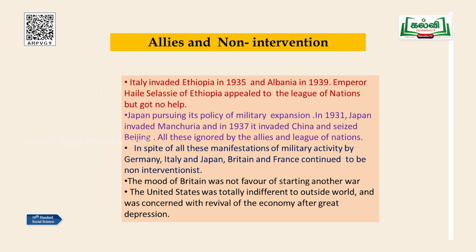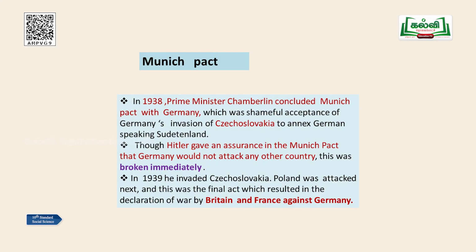The next one, the United States was totally indifferent to the outside world and was concerned with the revival of its economy after the Great Depression. Next, and the last one we'll see, the Munich Pact. Munich is a place in Germany. Munich Pact means agreement. There they signed the agreement. So who signed the agreement there? British Prime Minister Chamberlain signed the pact with Germany, actually with Hitler.